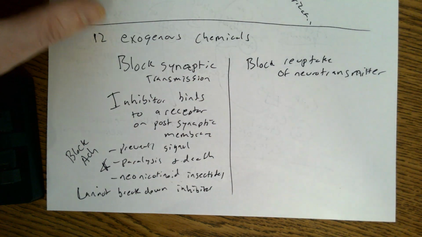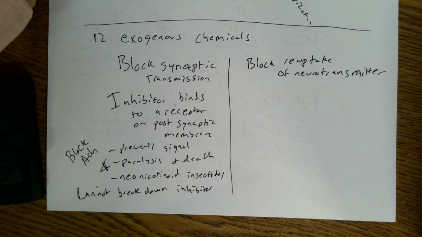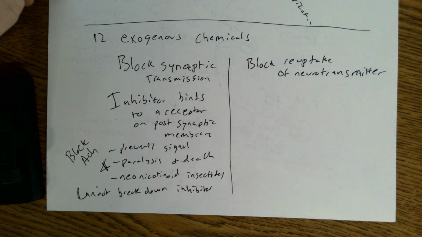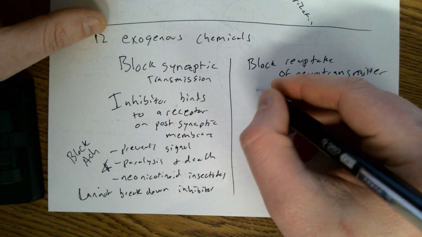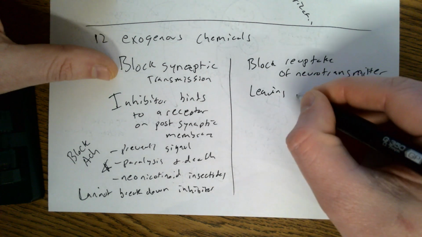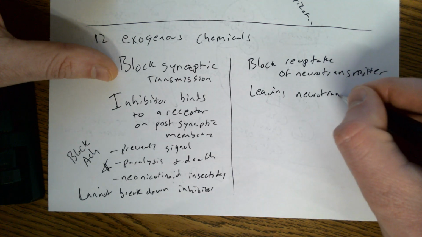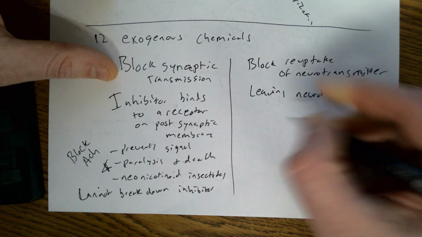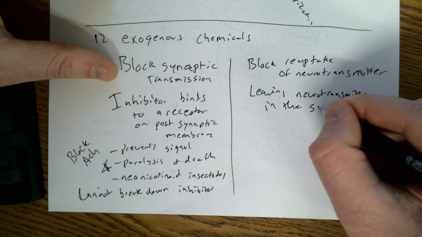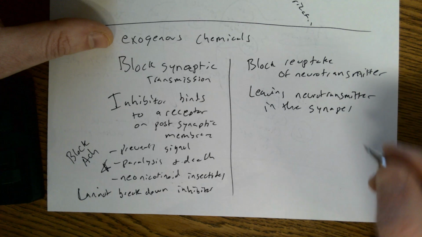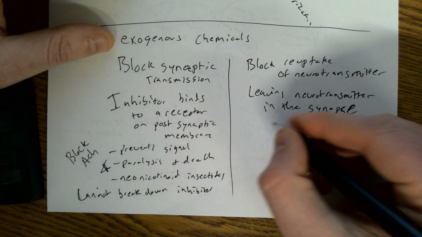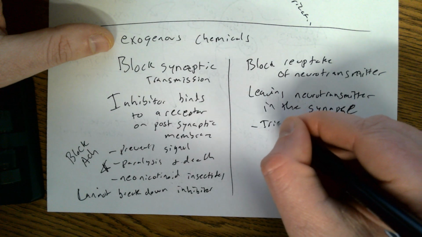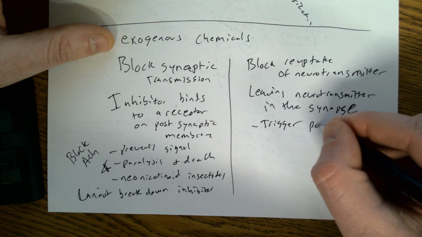The other type of exogenous chemical blocks the reuptake of the neurotransmitter. So what's happening here is you are leaving the neurotransmitter in the synapse. Instead of taking it back to the presynaptic neuron, it's now staying in the synapse, which means it's going to continue to trigger the postsynaptic neuron.